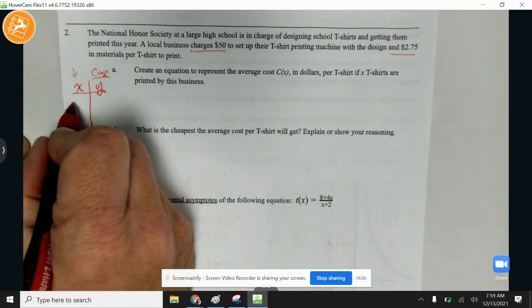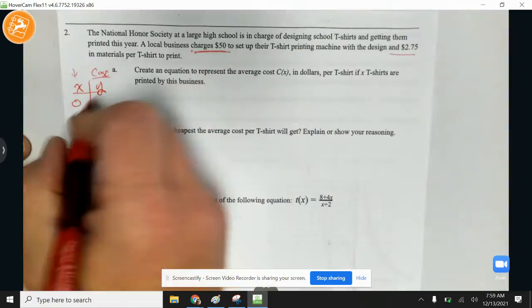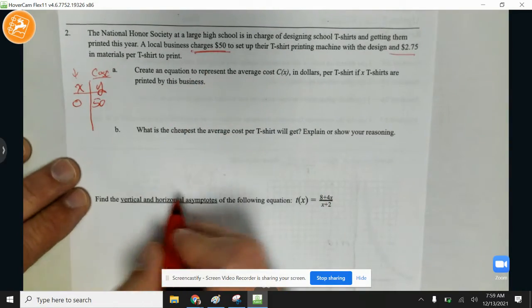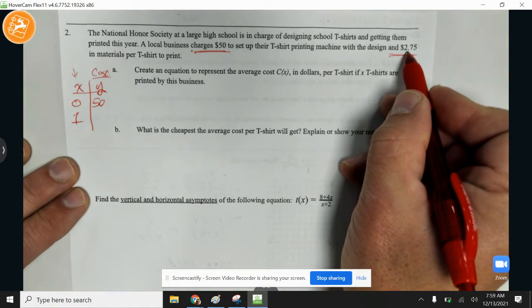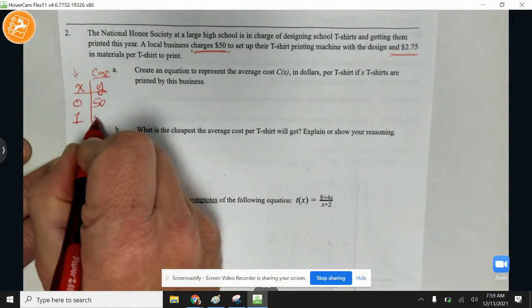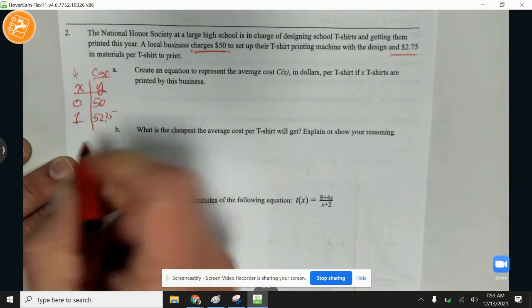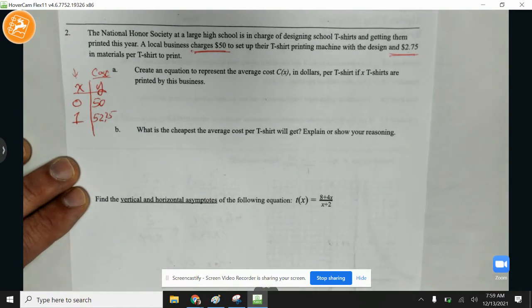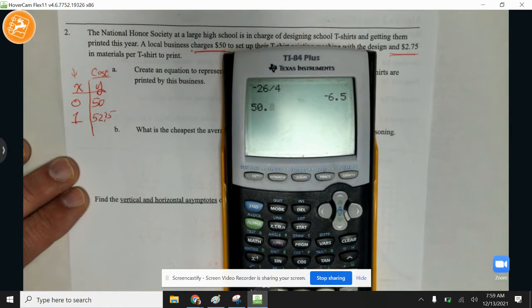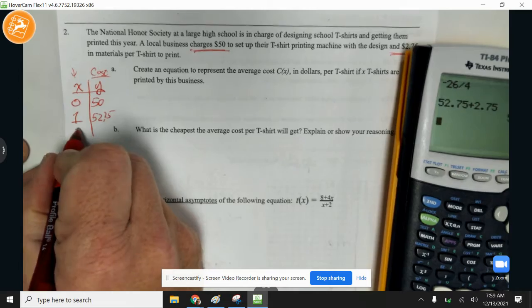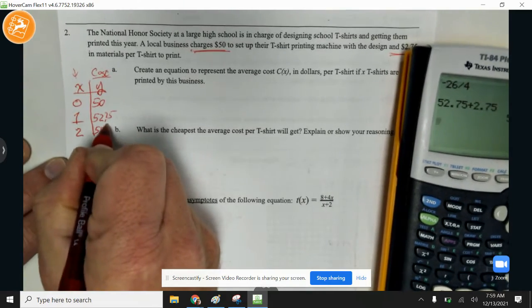So for 0 t-shirts, my initial setup cost is $50. For 1 t-shirt, I have an incremental cost of 2.75 each, so I get 52.75. And then here I have 52.75 plus 2.75 gives me 55.50. So for 2 of them, I get 55.50.